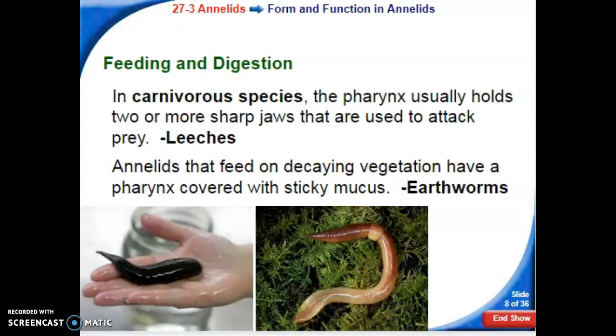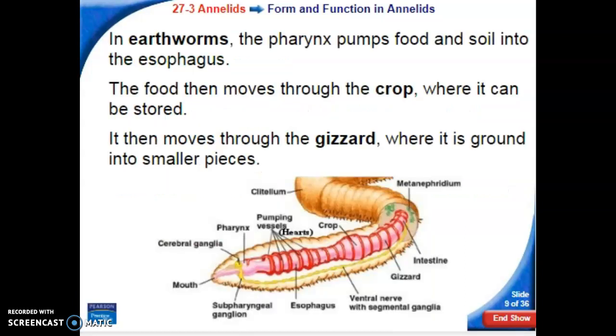So for feeding and digestion, you do have the carnivorous species, such as leeches, and their pharynx usually holds 2 or more sharp jaws that are used to attack or latch onto prey. And then the annelids, such as earthworms, feed on decaying vegetation, and their pharynx is covered with a sticky mucus. In the earthworms we were just talking about, the pharynx is going to pump that food and soil into the esophagus, and then you can see it moves into the crop where it is stored, and then moves out to the gizzard where it can be ground into smaller pieces.